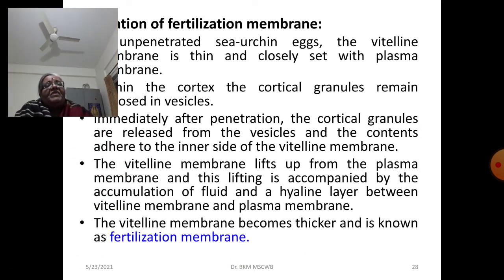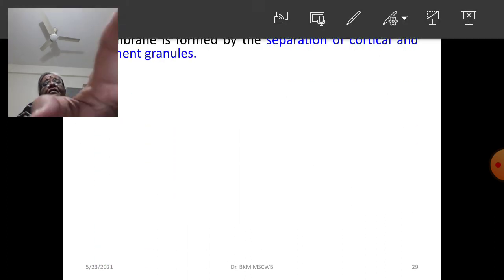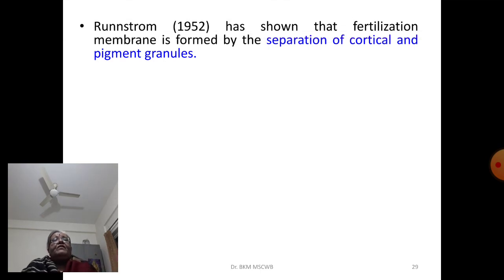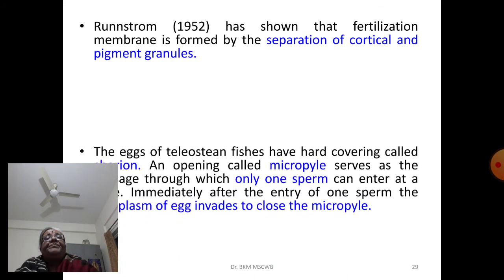Then the vitelline membrane lifts up from the plasma membrane, and this lifting is accompanied by accumulation of fluid and a hyaline layer between the vitelline membrane and the plasma membrane. Now the vitelline membrane becomes thicker and it is called the fertilization membrane. Let us see now. Runnstrom has shown that this fertilization membrane is formed by separation of cortical and pigment granules.